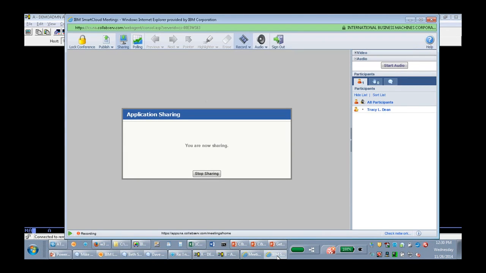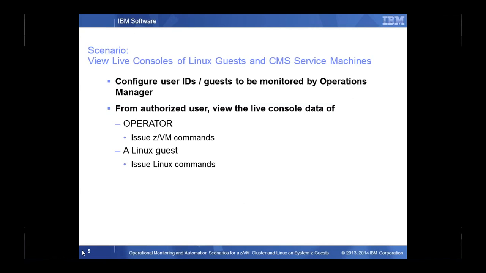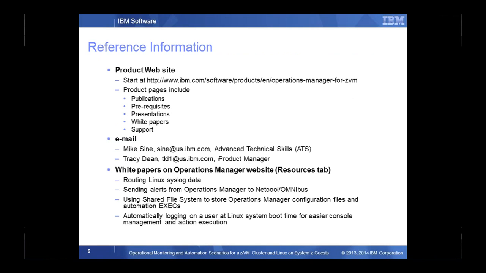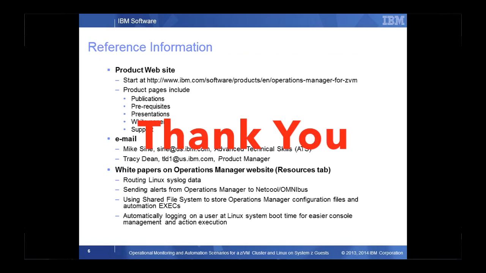So here's the product website with more information, including publications, prereqs, presentations, white papers, hints and tips on the support page, etc. And then there's contact information for myself, Tracy Dean, and my colleague Mike Sine, who's in the Advanced Technical Skills Organization, which some of you may know as the Washington Systems Center. And then just a list of some white papers that are available on the Operations Manager website, again at the URL above that. And with that, I thank you for your time today.